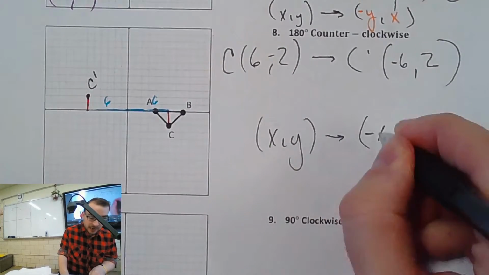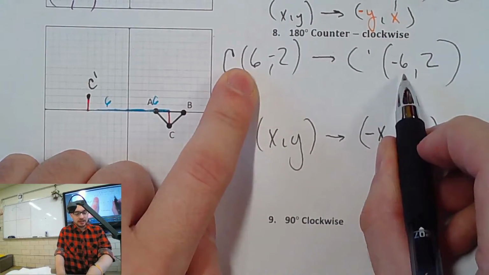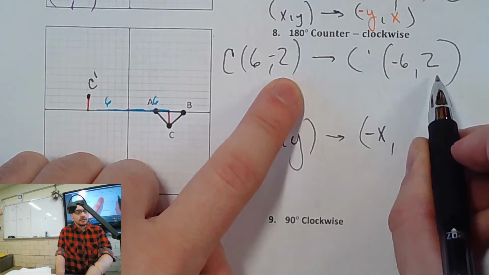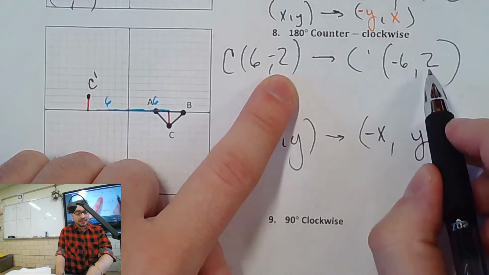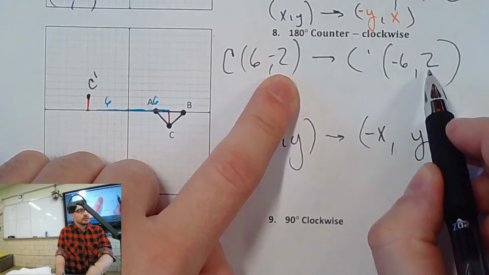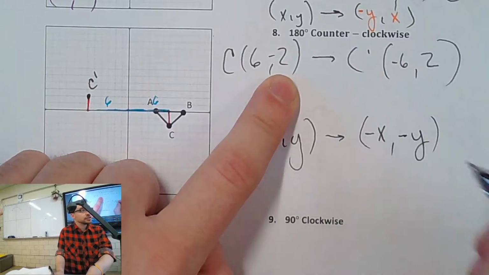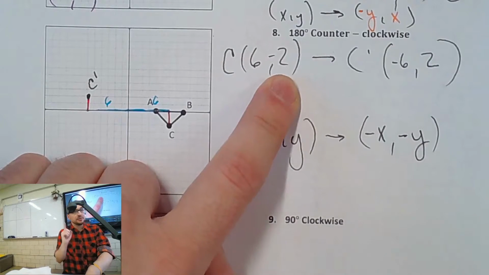Negative x, right? We made this guy negative. We changed its sign. What about this? Same y, except what? The sign's different. So what we need to do is negate it to change the sign. Negation means change the sign.